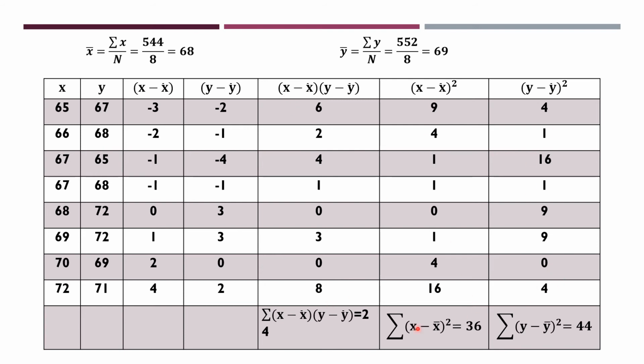Calculating the summations. X minus x bar into y minus y bar summation is 24. X minus x bar the whole square summation is 36. Similarly, y minus y bar the whole square summation is 44. We don't require these summations as we don't have the summations of these terms in the formula. Substituting everything in the formula for R.